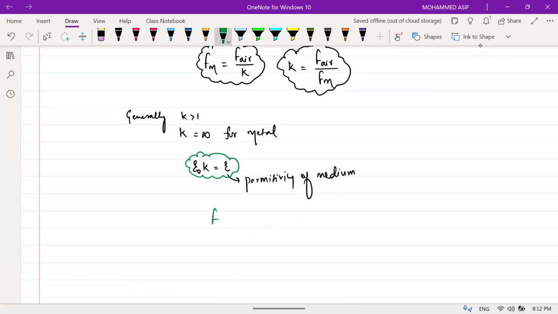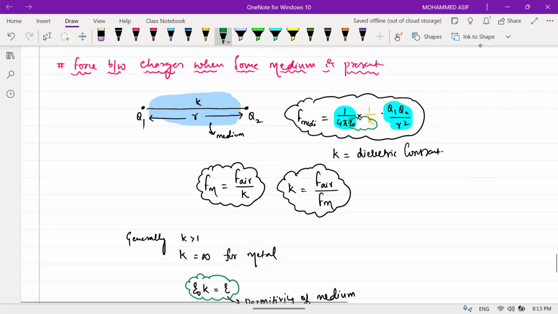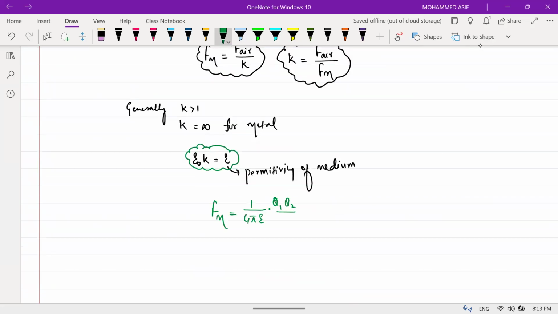That means force in medium is equal to 1 by 4 pi epsilon into Q1 Q2 divided by R square. This is also the formula for force in medium. Am I clear? Yes, sir.